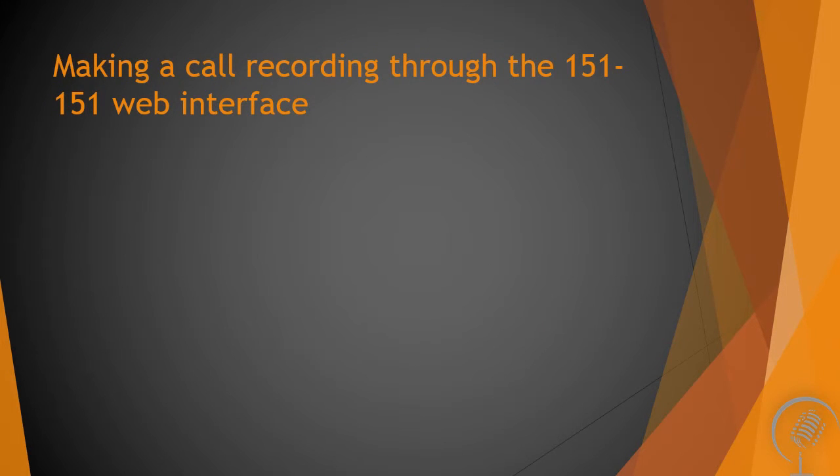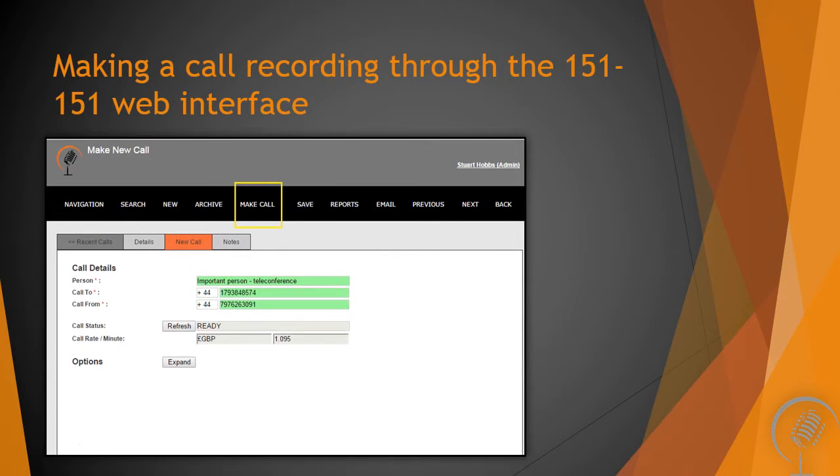To make a call through the 151 web interface, select the Make Call option from the navigation menu. Enter values for the person you are calling, the number you are calling, and the number you want to call from. Once you have entered the necessary information, click the Make Call option in the menu bar. The application will first call your designated call from number. Then, when you have picked up the phone, the app will call the call to number. When the person answers, your conversation will be automatically recorded and the sound file linked to a new 151 call recording record.